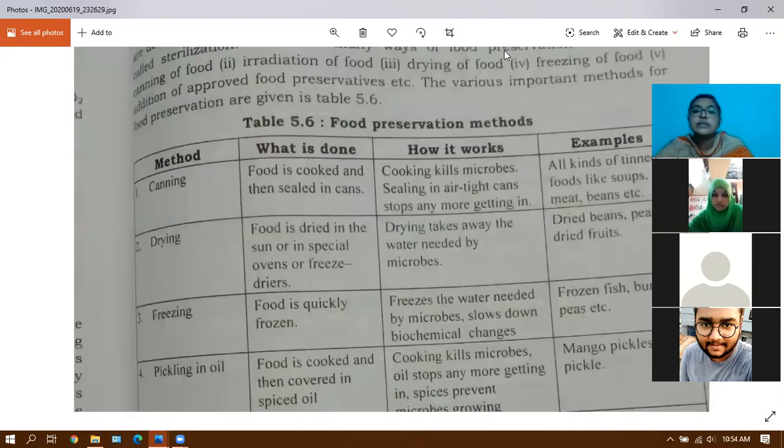How does it work? Cooking kills microbes. We all know cooking kills microbes. Sealing in airtight cans stops any more getting in.